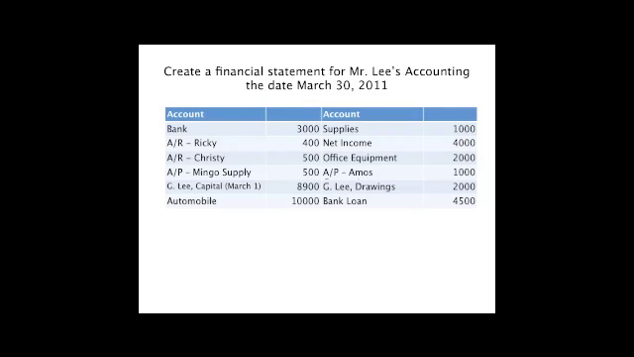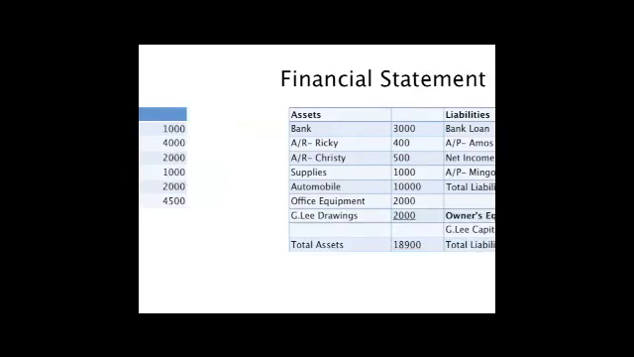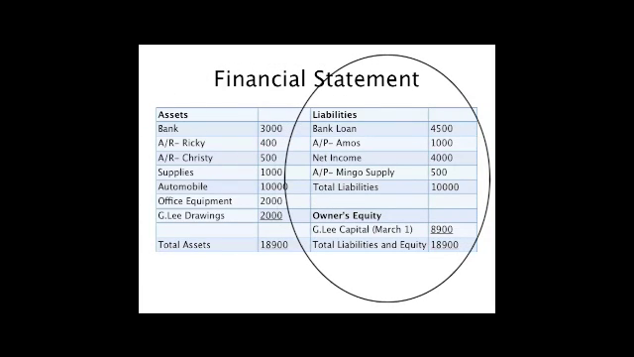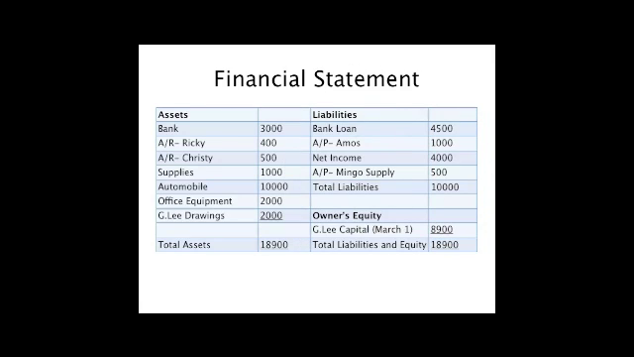Here is a list of accounts, and in the next slide we will be creating a financial statement, which in this case will be a balance sheet according to these accounts. As you can see, assets are on the left side, and liabilities and owner's equity are on the right. You first look at the accounts and put them into the three categories. For example, accounts receivable, bank, office equipment, supplies, automobile, and G. Lee drawings will be under assets. Bank loan, accounts payable, and net income will be under liabilities, and lastly, G. Lee capital will be under owner's equity. The total assets should be equal to the total liabilities and equity summed up.